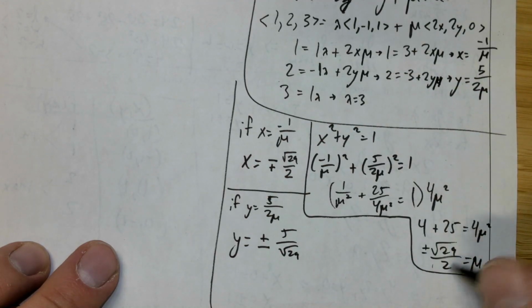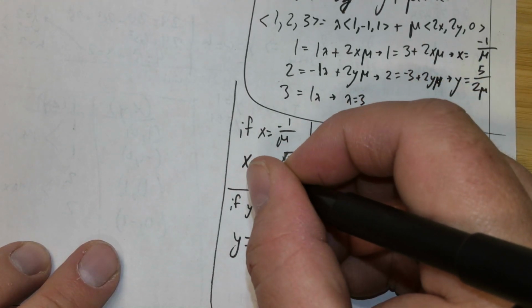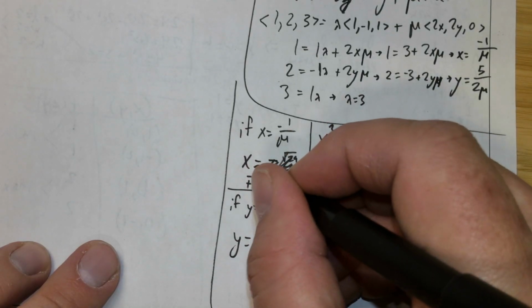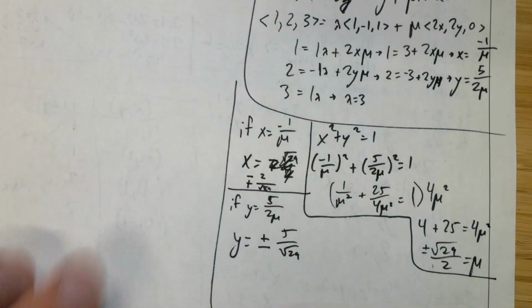I wrote this backwards, didn't I? I forgot to reciprocate it. I think I'm losing my mind today. Minus plus 2 over rad 29.